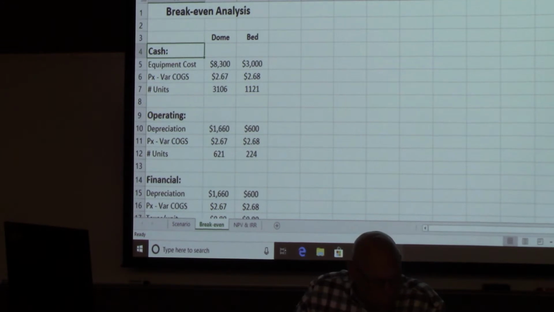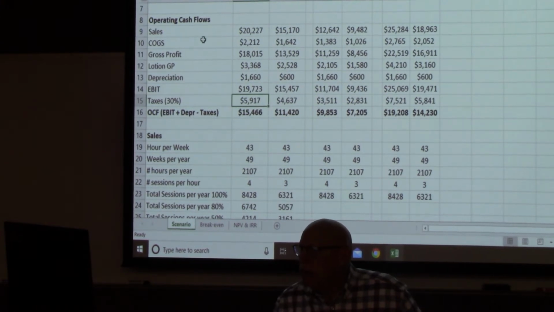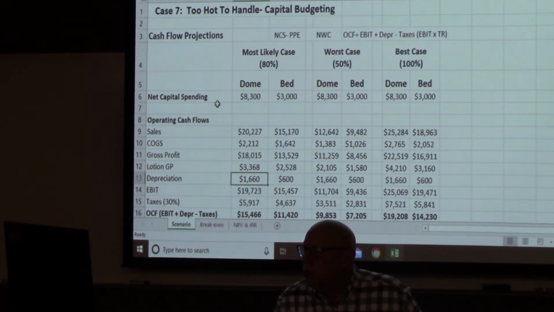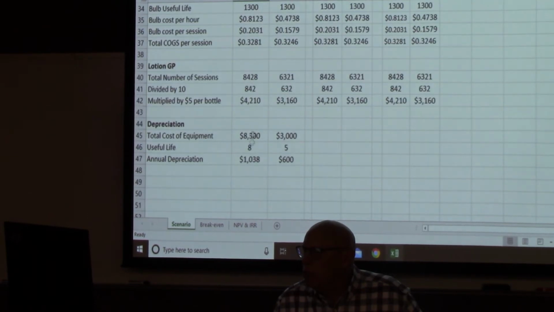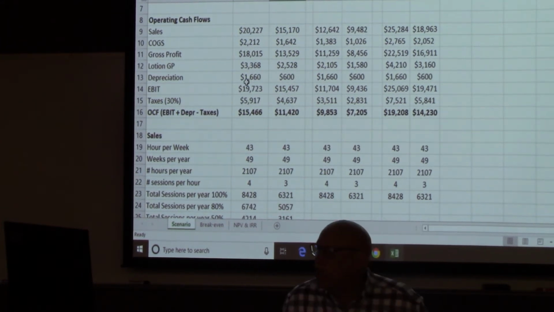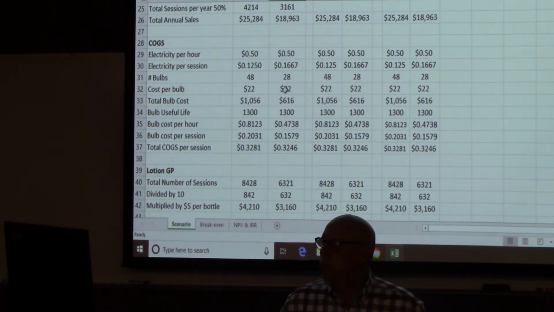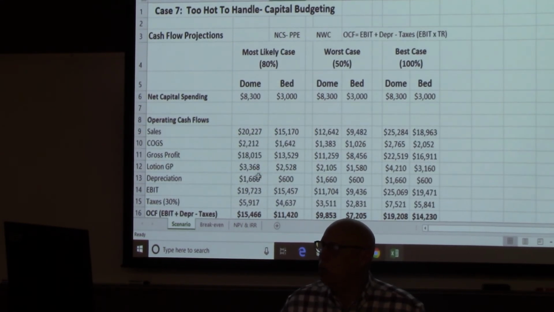Okay. So we're working on case 7, too hot to handle. And one thing I want to point out to you, I made a mistake in my operating cash flows with depreciation. The mistake that I made was I divided the cost of each unit, that includes the setup cost, by the number of years of the useful life of the unit, 8 years and 5 years, to do depreciation. We're not supposed to do that. On page 75, we're going to use 5 years for each piece of equipment. Even though the useful life is different, for purposes of accounting, we're using 5 years.